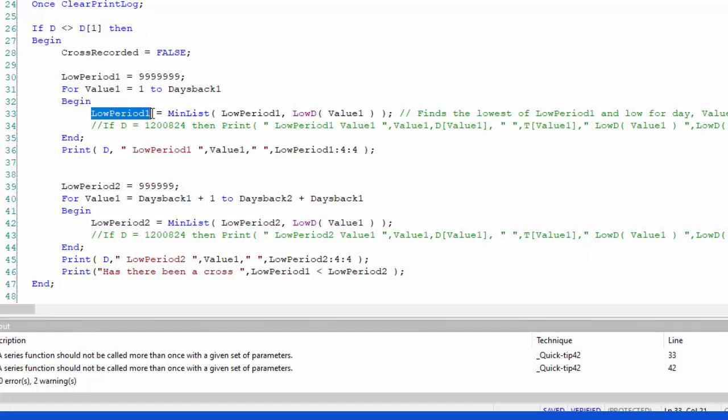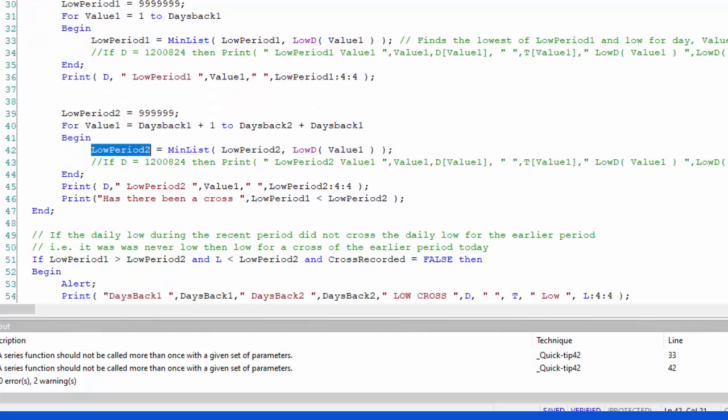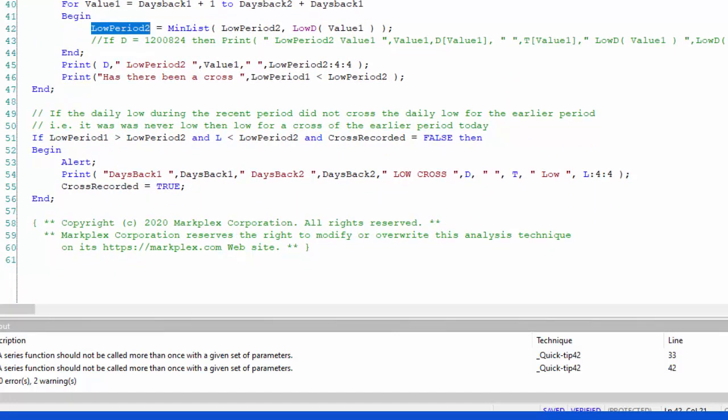Having done that, having gone through all those days back, then we now know the low period 1, and we do something very similar for the second period, except now we have to be a little careful. We say from days back 1 plus 1, because we don't want to look at that days back again, to days back 2 plus days back 1, and we do very similar logic, except this time we're trying to find low period 2.